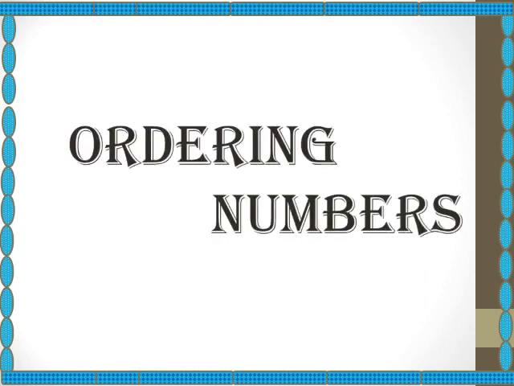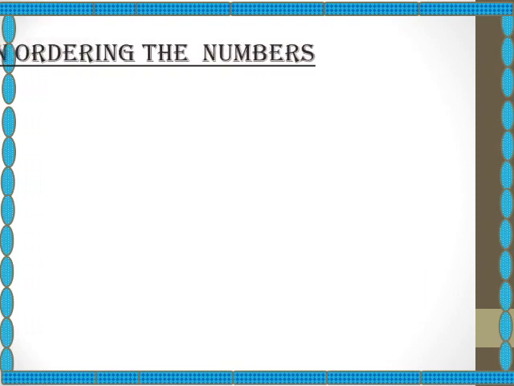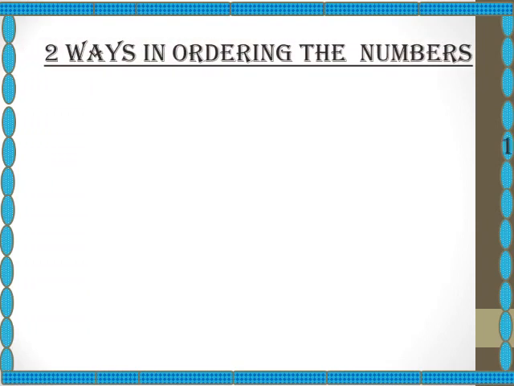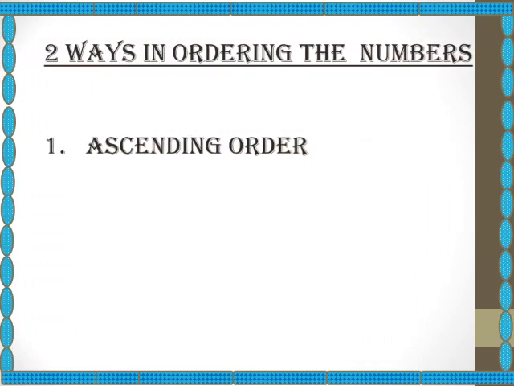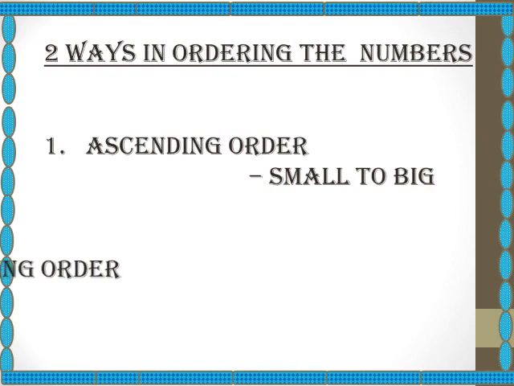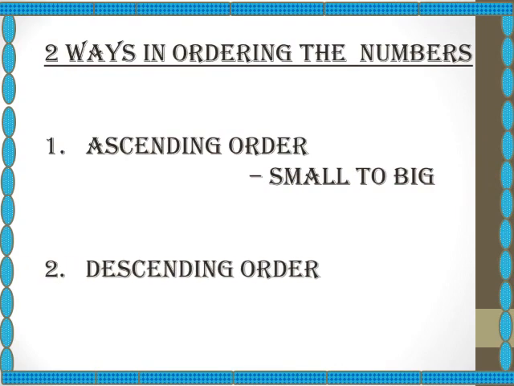Okay, I hope you have understood comparing numbers. Next we will move on to ordering numbers. In ordering numbers, you have two ways: one is ascending order, the other is descending order. You would have already learnt this in your lower classes, right? Ascending order means arranging the numbers from small to big, and descending order is arranging the numbers from big to small.